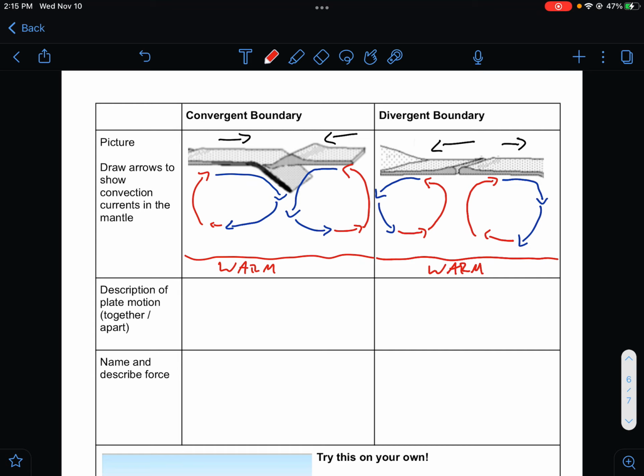And you can always test it, because you can see this arrow right here is going to the right, should be the same as the direction of our plates. This arrow here is going to the left, should be the same direction as our plate motion. So you can always check yourself there.